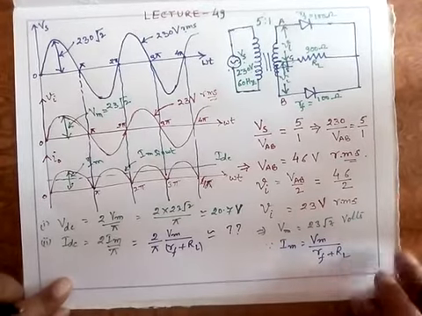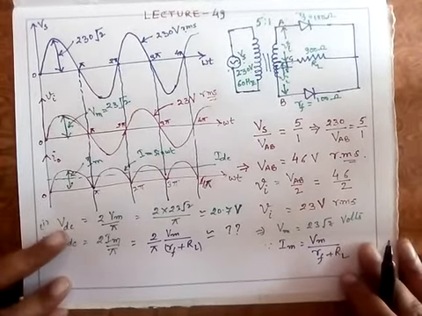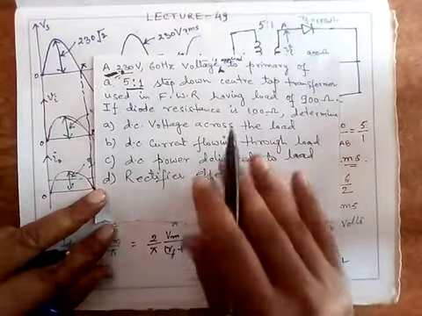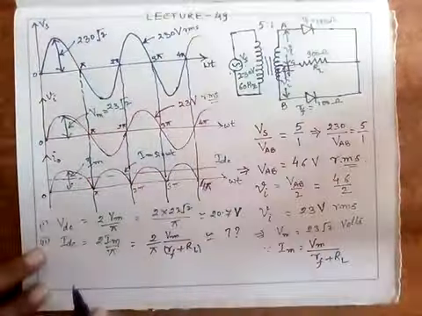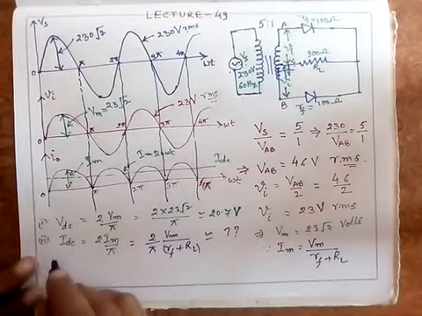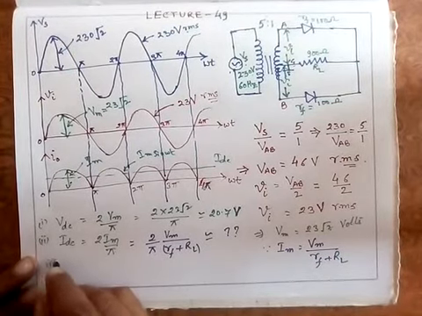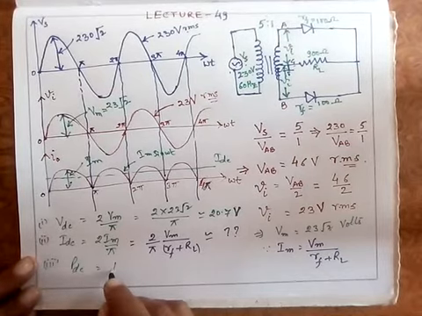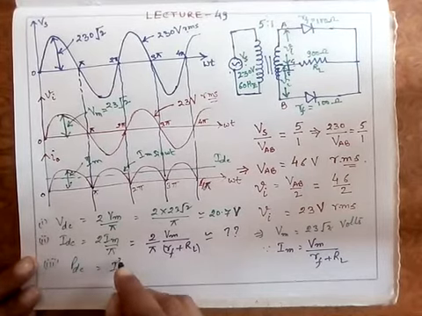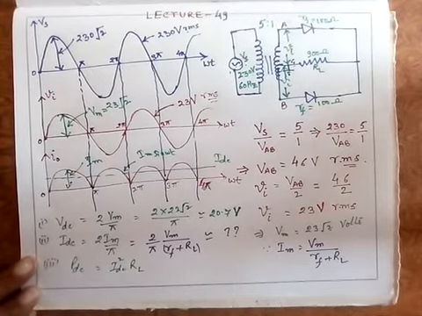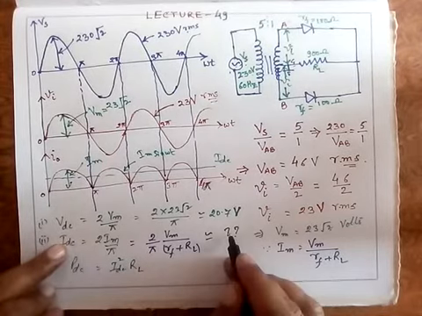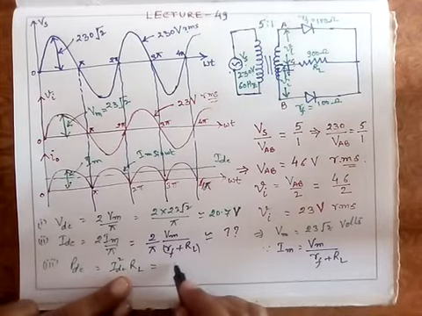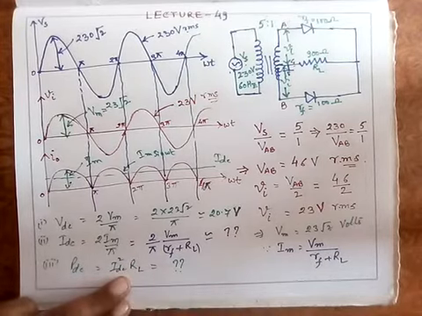Or it is simply VDC upon RL, you can put it that way also. Next part is DC power delivered to the load. Third part, you have to find the DC power delivered to the load. So PDC is equal to IDC square into RL. IDC you have calculated from here, that is this much, and you simply substitute the value, you will get the answer, how much it is.